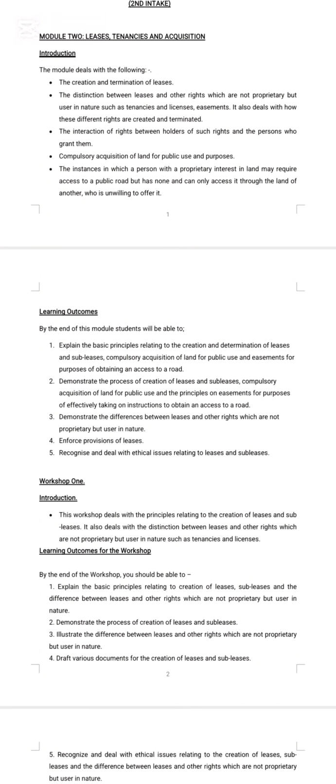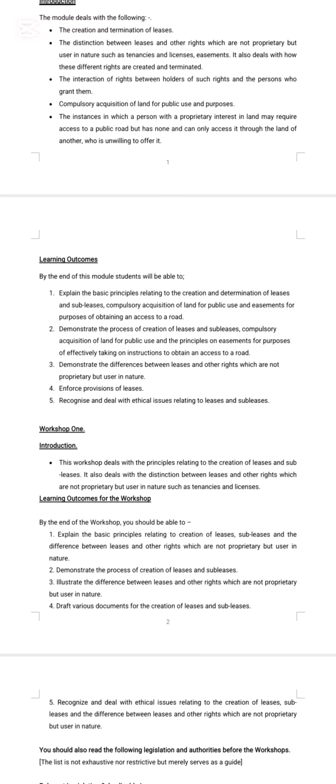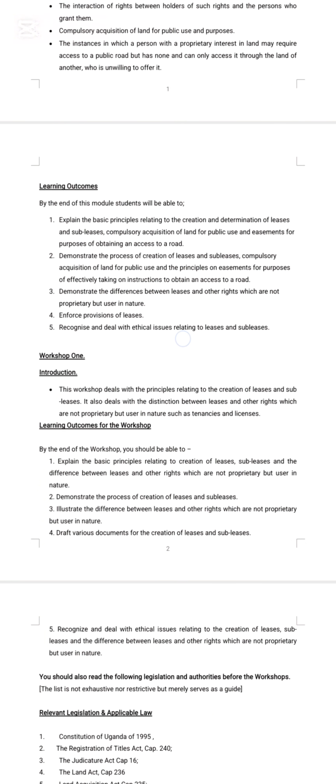We shall also look at the instances in which a person with a proprietary interest in land may require access to the public road but has none and can only access it through the land of another. So we shall look at, of course, easements, and how you apply for a way or access to the road.